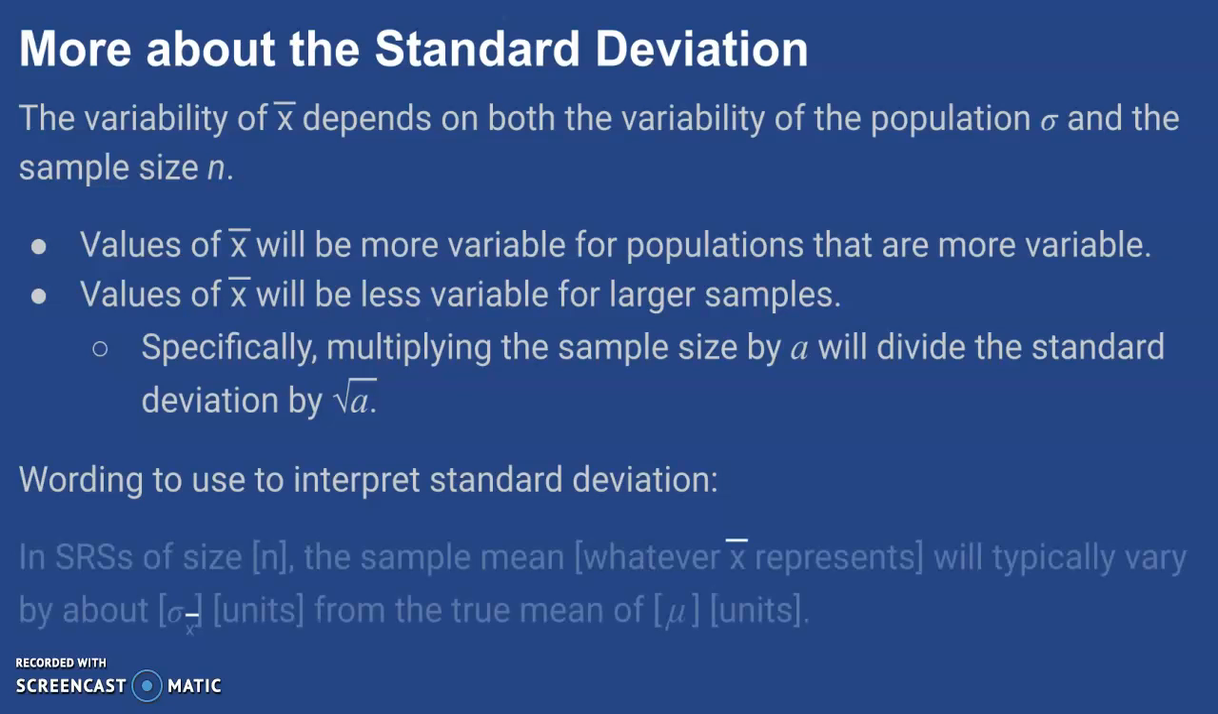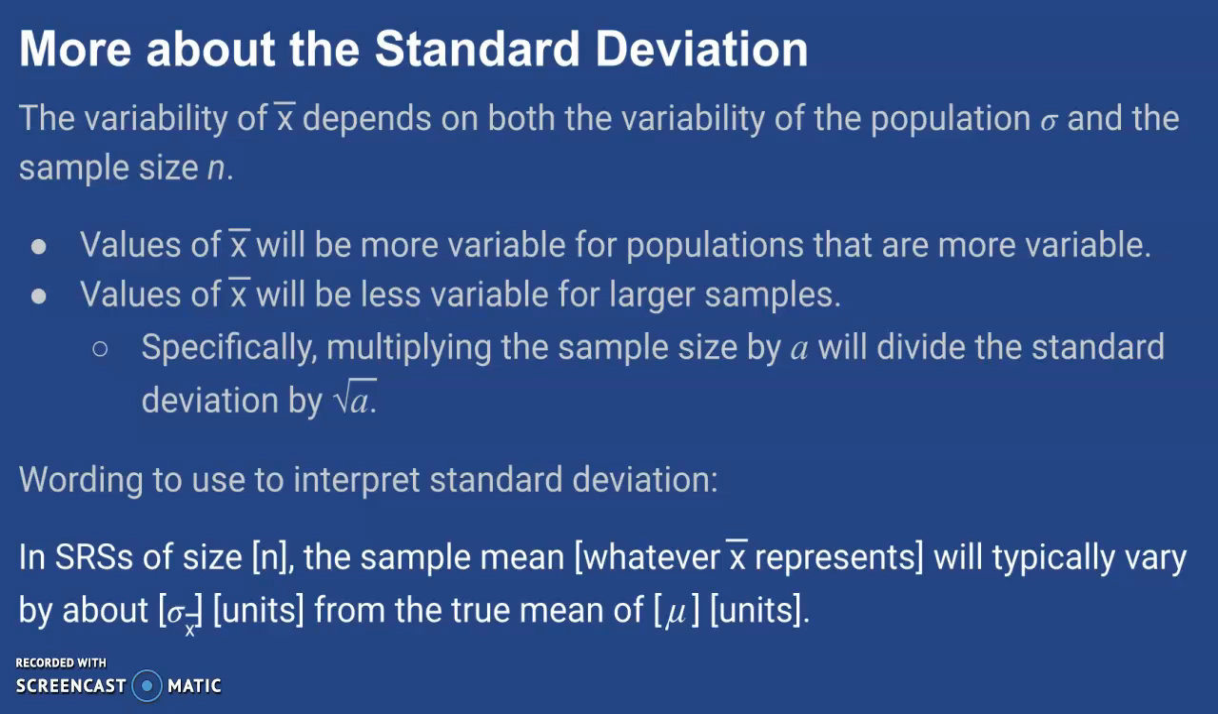If you're asked to interpret the standard deviation, this is what you can say. In SRSs of size whatever n is, the sample mean of whatever x bar represents will typically vary by about whatever the standard deviation for the sampling distribution is, units from the true mean, mu, and don't forget the units.